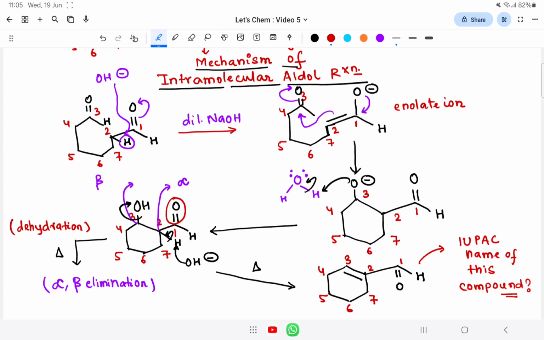What is the IUPAC name of this compound? Okay. So, fine.